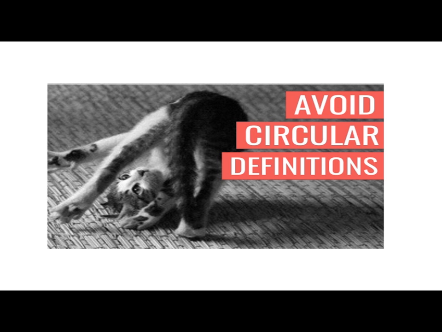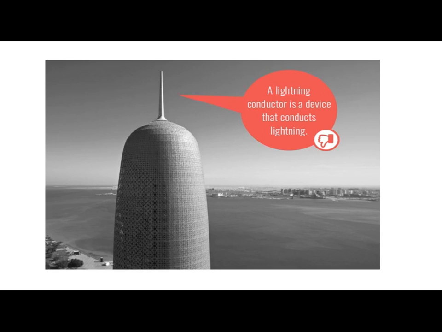Next, final step, avoid circular definitions. What does this circular definition mean? Here you can see, a lightning conductor is a device that conducts lightning. This is a circular definition. By using the same term, you are framing the sentence, isn't it? That's why it is the wrong one. But a lightning conductor is a device which helps us to safeguard our country from lightning.